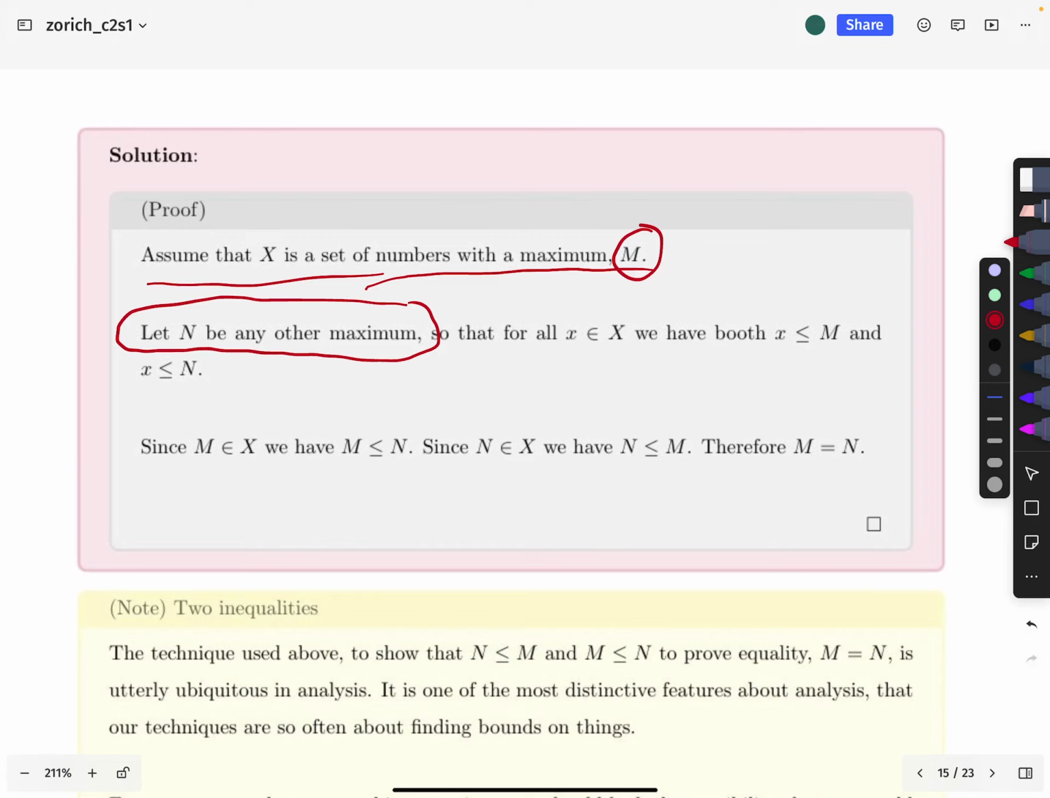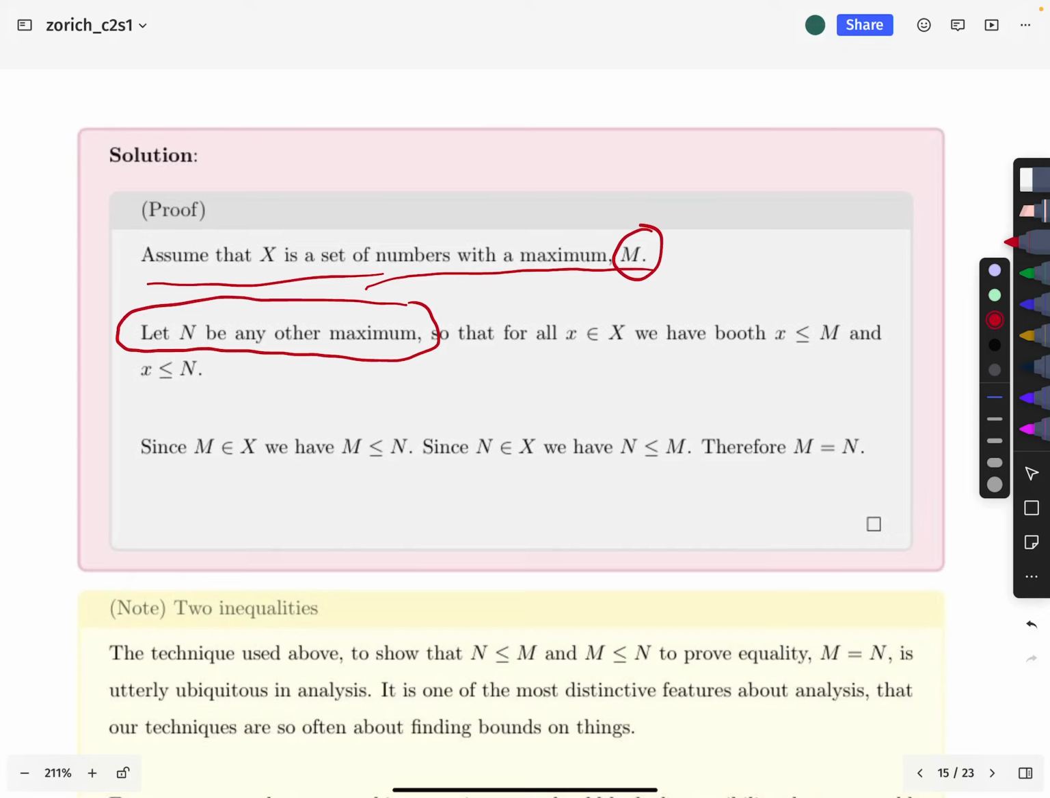And then what we want to do is prove that M and N are equal. That's our goal, right? We take any other thing and show that it was actually equal to our first thing all along, so there was really only ever one thing. That's how you prove uniqueness.